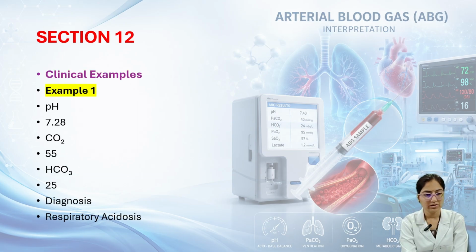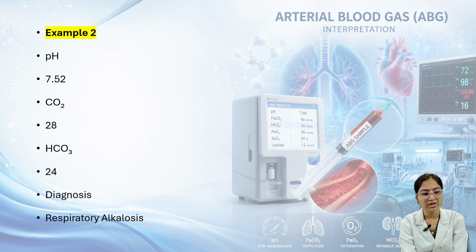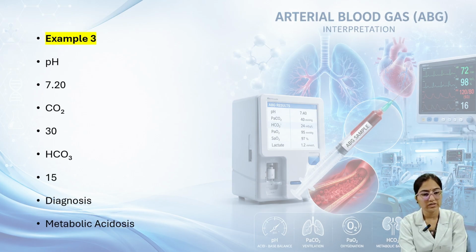Next we'll see an example. pH 7.28, CO2 55, bicarbonate 25. Diagnosis: respiratory acidosis. Now the second example. pH is 7.52, carbon dioxide is 28, bicarbonate 24. What is the diagnosis? We can easily diagnose that with the simple rule. Respiratory alkalosis.